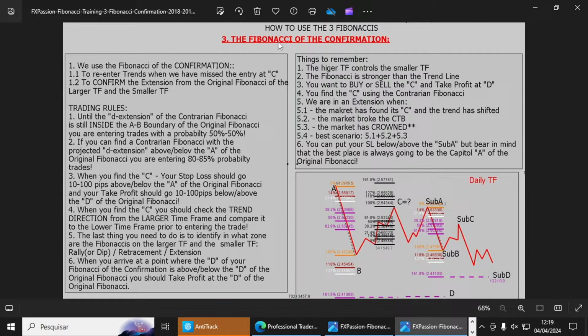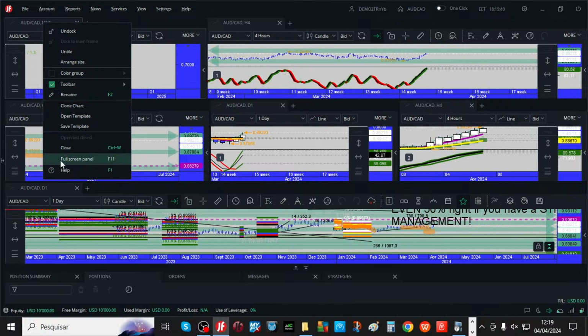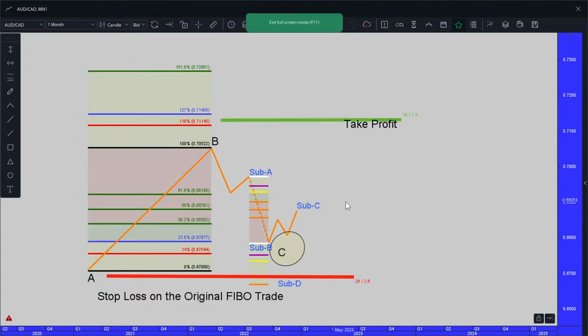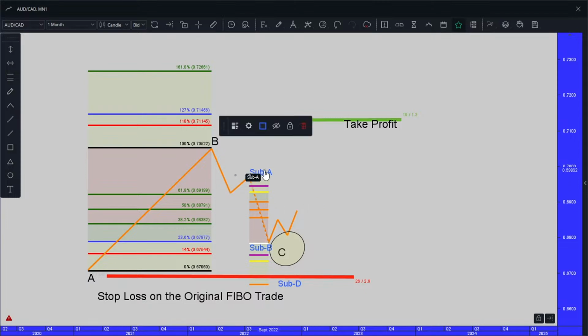Now, the Fibonacci of the confirmation. Wow, finally. We use the Fibonacci of the confirmation, number 1, to re-enter trends when we have missed the entry at the C, and number 2, to confirm the extension from the original Fibonacci on the larger time frame and the smaller time frame. Everybody, you are going to love the Fibonacci of the confirmation. Alright? So I'm going to get rid of the contrarian.